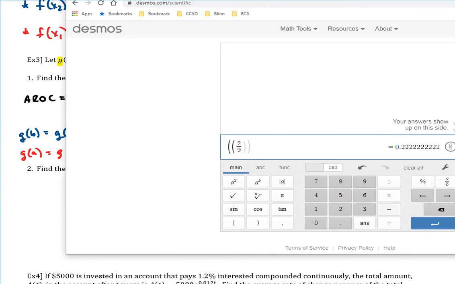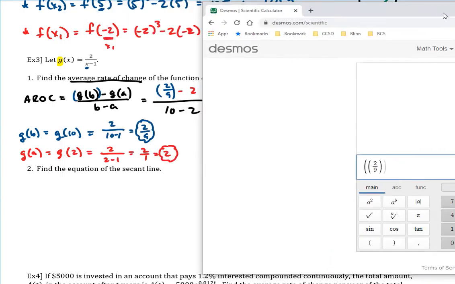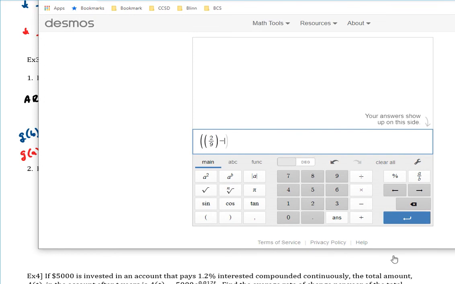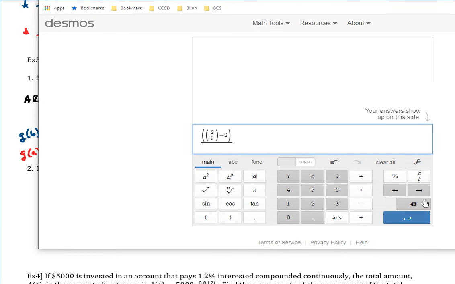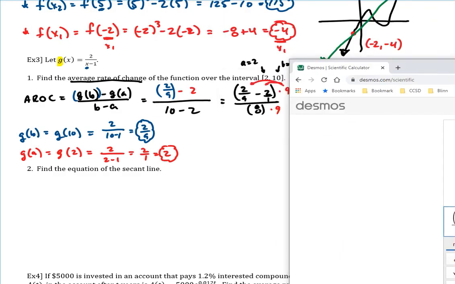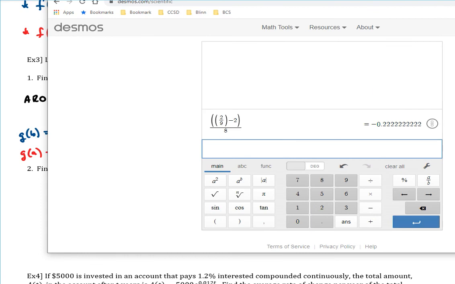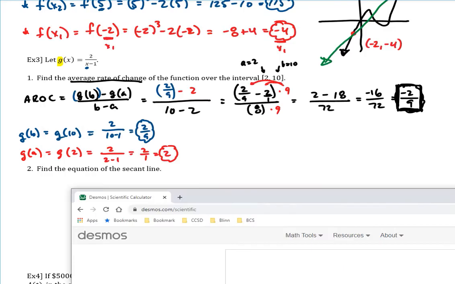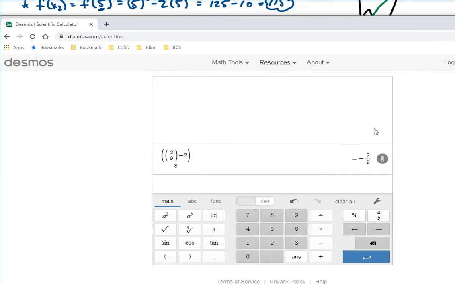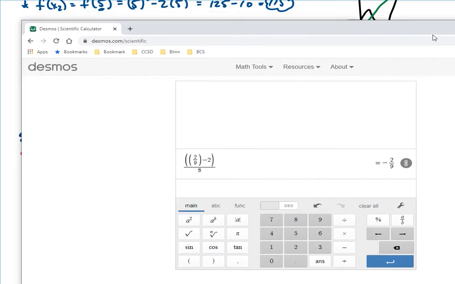Sometimes we need to use the arrow. There we go. And then I want a minus 2. So I put the first parenthesis there. So I'd have this big thing divided by 10 minus 2. I guess I could just do 8, really. 10 minus 2 is 8. And then there we go. And then here I can click it into its fraction, which is negative 2/9, which is what we had. So again, you could plug it in if needed.